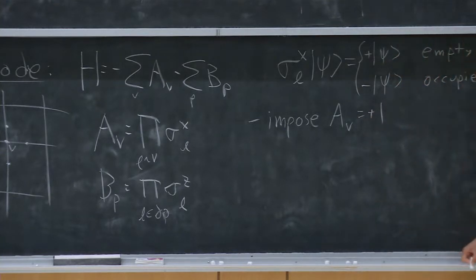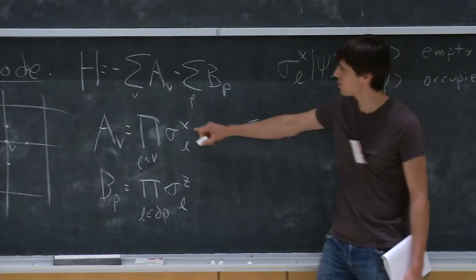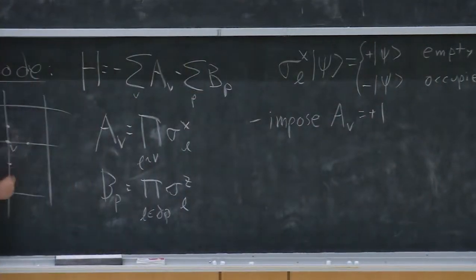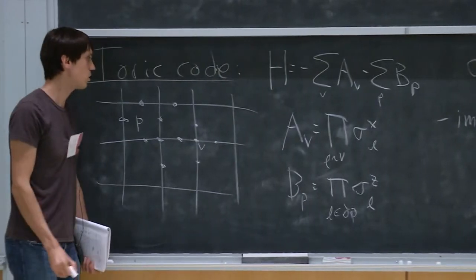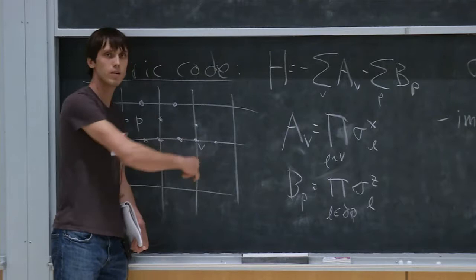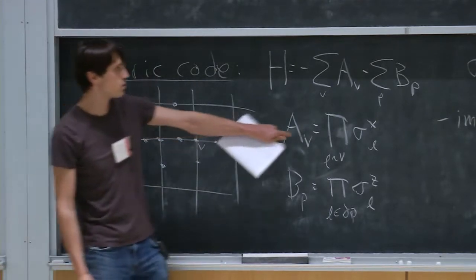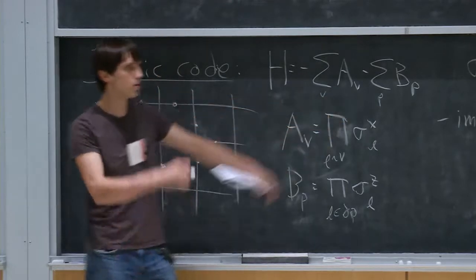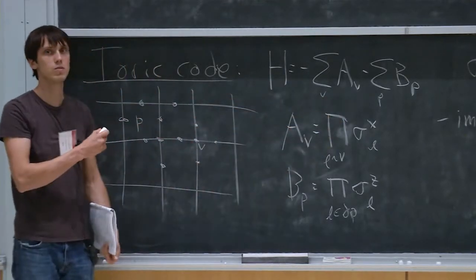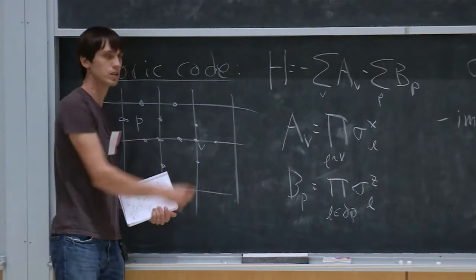Okay. So now, if you look at what A_v does, it multiplies the sigma x's on all 4 links surrounding v. So I get a +1 every time I have an empty link, and a -1 every time I get an occupied link. And what I want to impose is that the product of all 4 of these plus or minus signs is equal to +1. In other words, I have an even number of occupied links adjoining each vertex v.